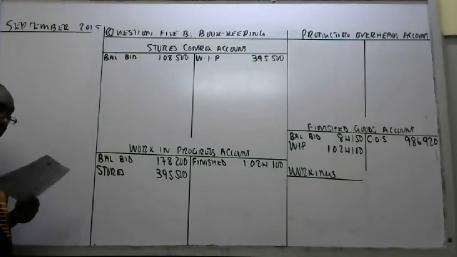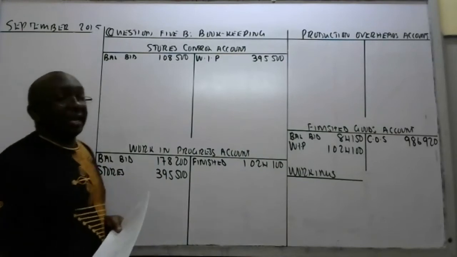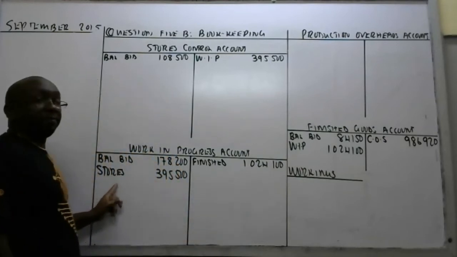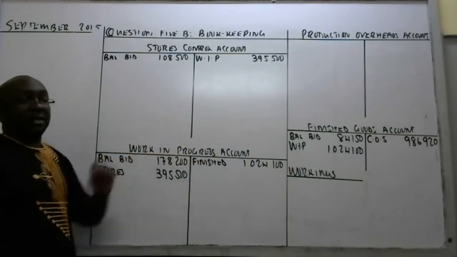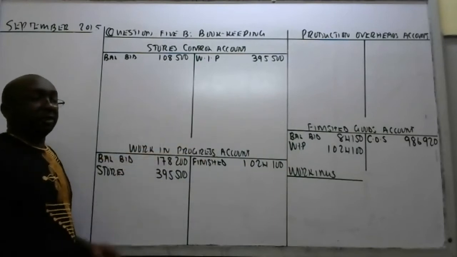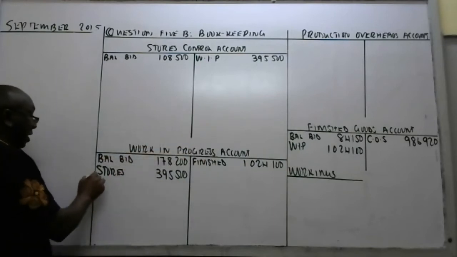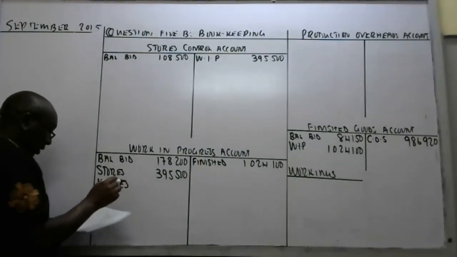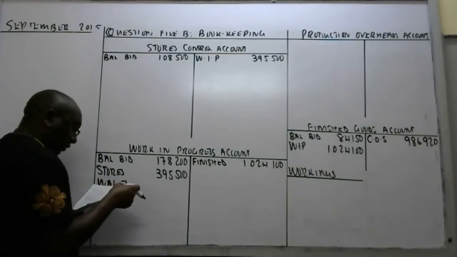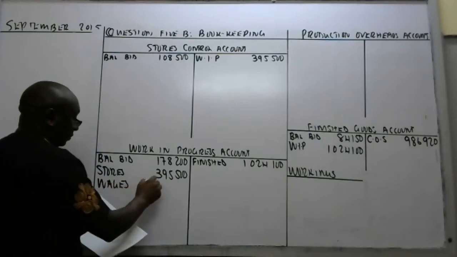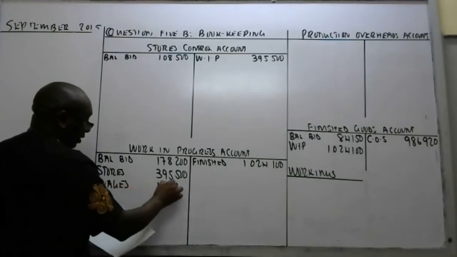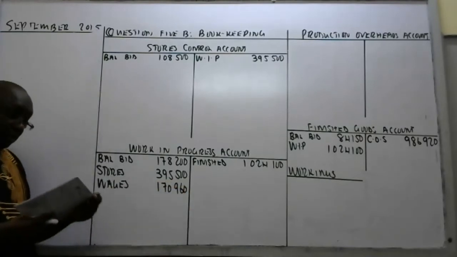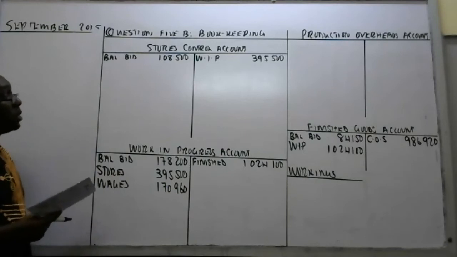Direct wages. When you have direct wages, you debit the work in progress and credit the wages account, which we do not have. So we will just come here and debit this one because of wages, wages of 170,960.